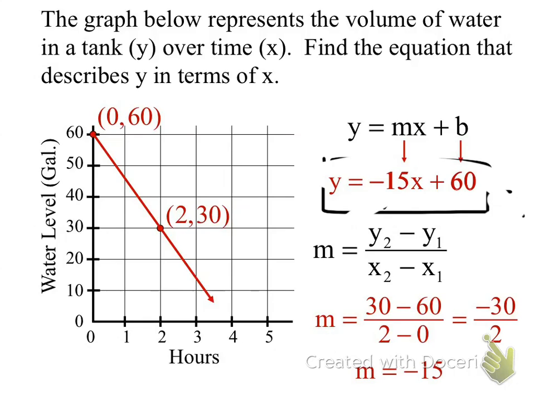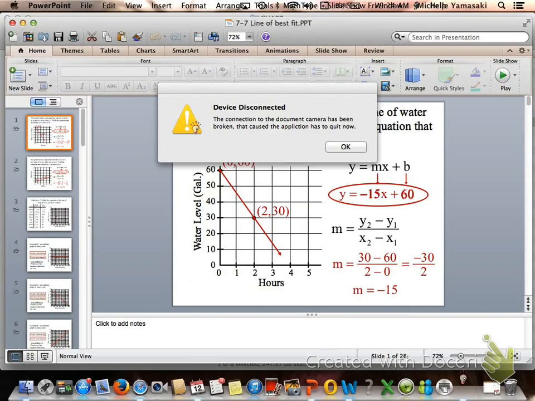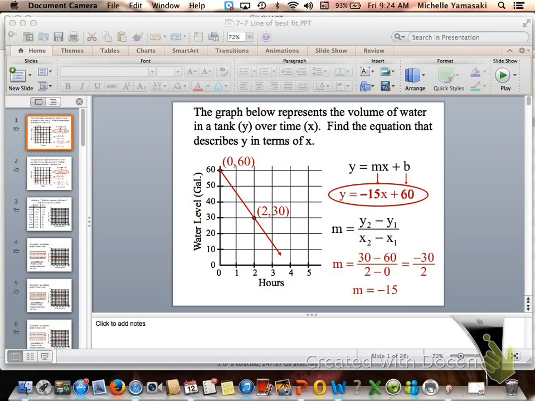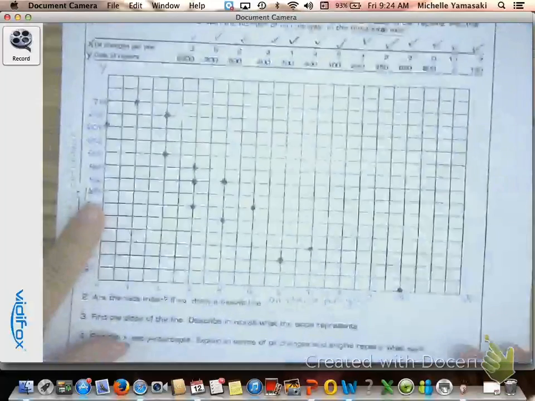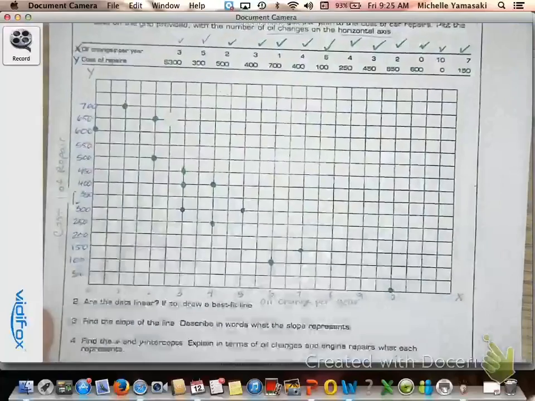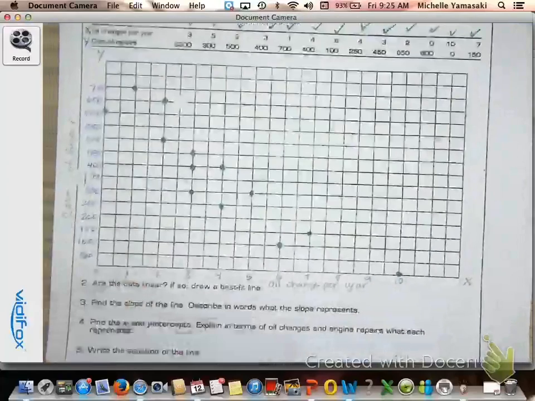Now, let's move on. So this is more of a situation that's real life data. The next thing we're going to do is go back to our own line of best fit worksheet that we've done. And we're going to look at that, and we're going to try and do the same thing and write the equation for this real life data. Okay? Now, most of you skipped a line, so I'm going to skip a line here.